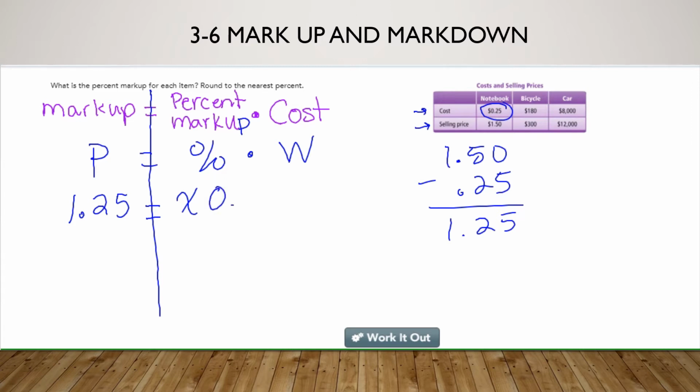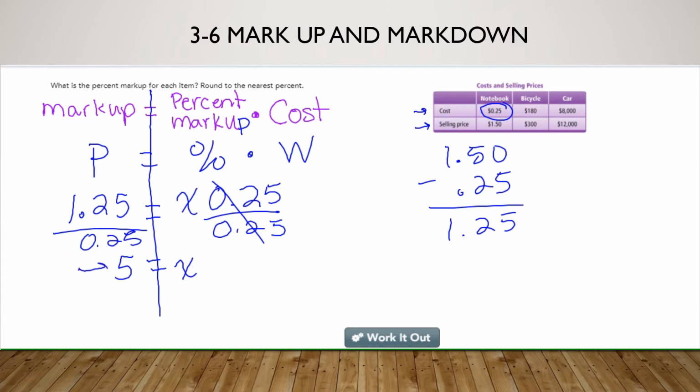So I'm going to go ahead and write 25 hundredths. Now I need to isolate my variable by dividing 25 hundredths on both sides of the equal sign. And when I divide that, I'm left with x on this side of the equal sign, and I'm left with 5 on this side of the equal sign. But remember, that's not your final answer. You have to change this number to a percentage.